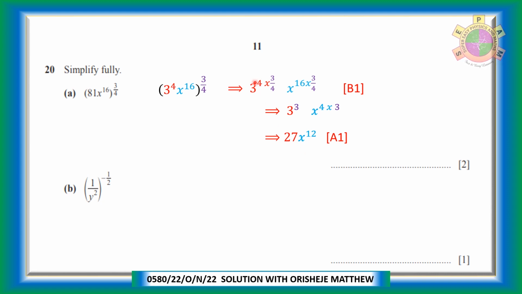So that gives us the answer. 3 raised to power 3 is 27, so we are finished. So this B1 is the first mark, then the method mark, then the answer mark. So that is why we have that.